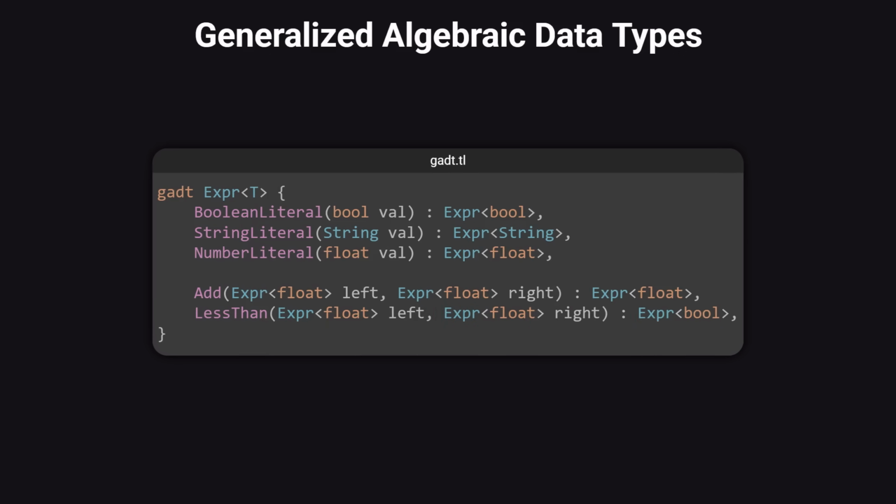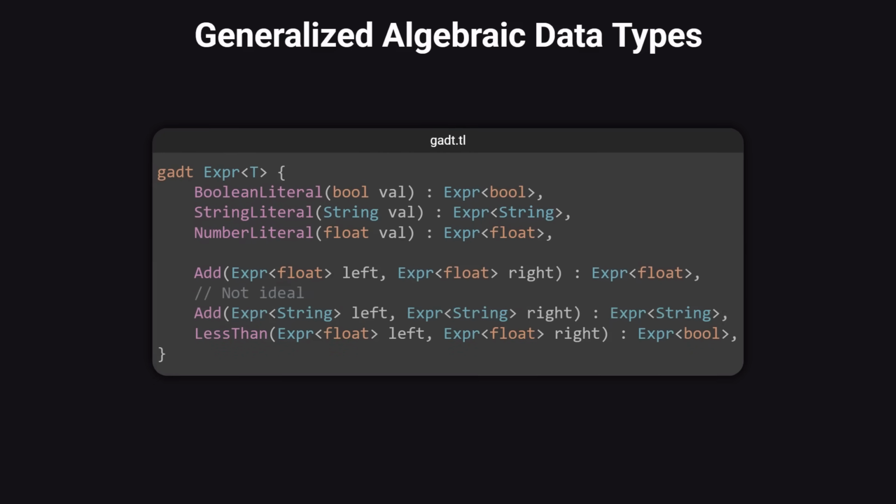This works great for simple cases, but sometimes there's a need for more complicated relationships. For example, with addition, maybe it's not just numbers that can be added. What if we wanted to be able to add strings? Maybe we could duplicate our add variant, but ideally we'd be able to use the same variant for both, using some mechanism to represent which types can be added to which types and what they produce.